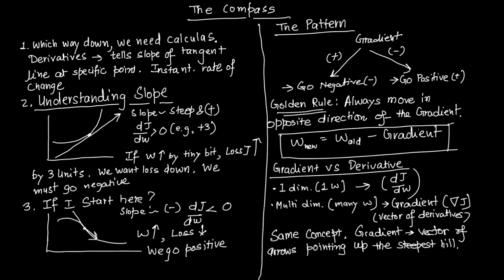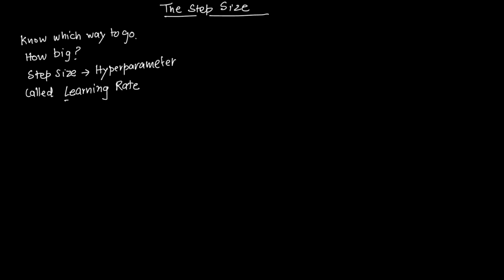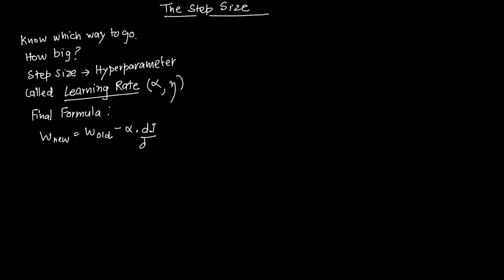So we know which way to go. Now we need to decide how big of a step to take. If the slope is really steep, should we take a giant leap or a small shuffle? In machine learning, this step size is controlled by a hyperparameter called the learning rate. We denote it by the Greek letter alpha or eta. Let's update our formula to the final version. w_new equals w_old minus alpha times dJ/dw. This number alpha is arguably the most important setting in your entire neural network. Why? Let's look at the Goldilocks problem.